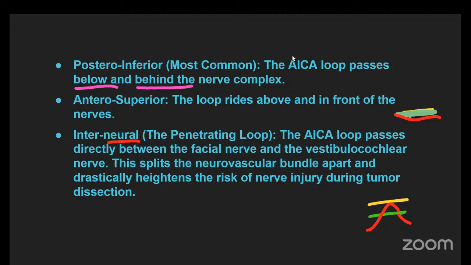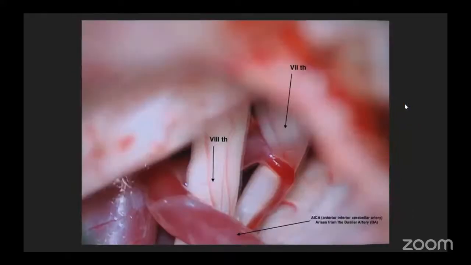The interneural variation of AICA, the interneural loop, is something you should know beforehand. How would you know? You would need a FISTA sequence preoperatively to study the anatomy of AICA and to be sure if there is any such loop, if this is something you should expect. So what do you see here? Is this a typical anatomy or atypical anatomy?